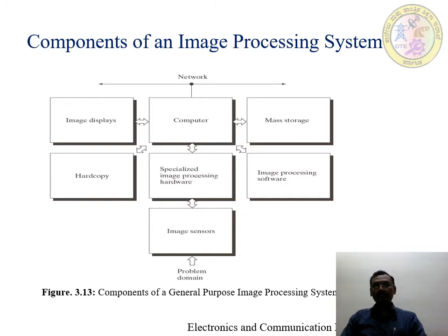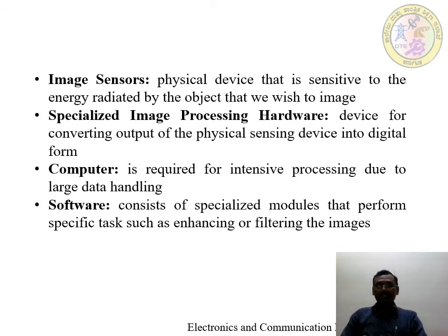Now let us consider components of an image processing system in terms of hardware components and software components. The image sensor is a physical device that is sensitive to the energy radiated by the object that we wish to image. The specialized image processing hardware is a device for converting the output of the physical sensing device into digital form. The computer is required for intensive processing due to large data handling. The software basically consists of specialized modules that perform specific tasks such as enhancing or filtering the images.